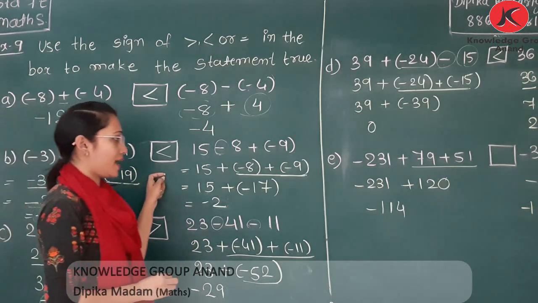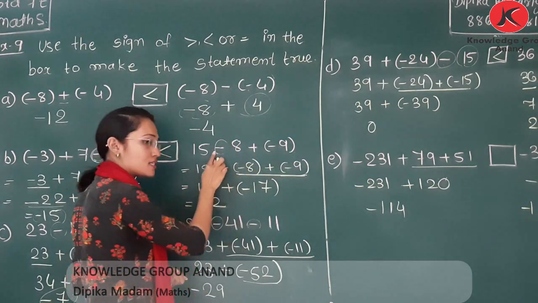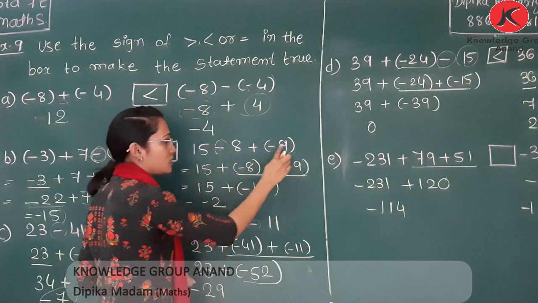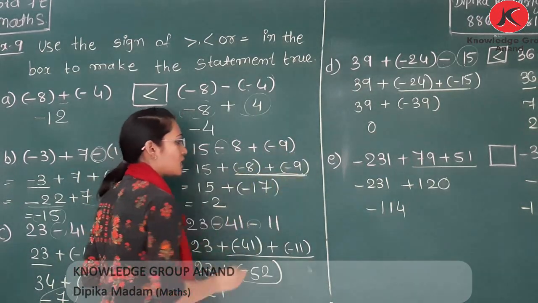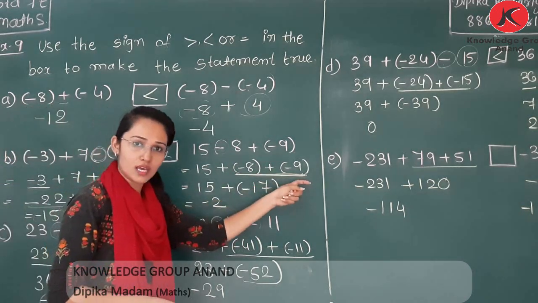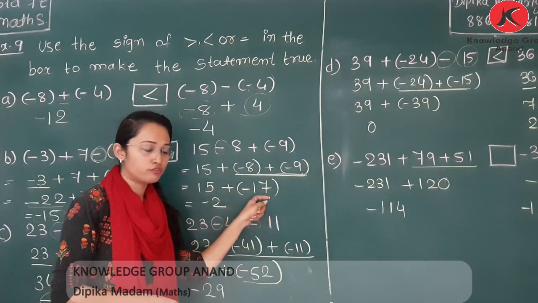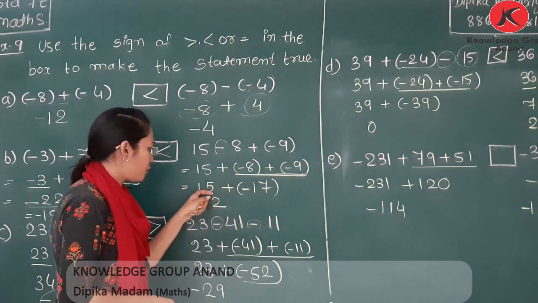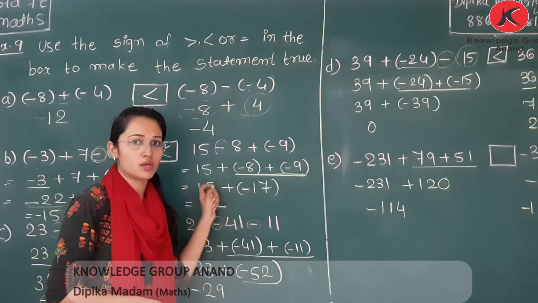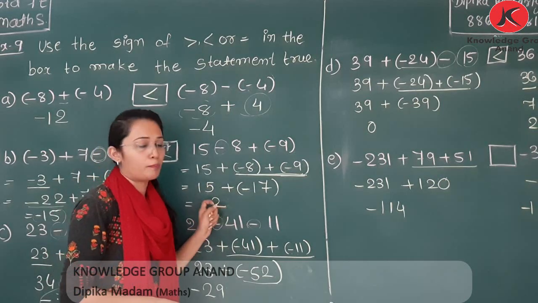Now on the right side: 15 minus 8 plus -9. This is a subtraction, so convert subtraction into addition. 8 becomes -8, minus 9. Now -8 and -9 are numbers with the same sign. બંને નંબરની સાઇન સેમ છે એટલે એનું શું કરવાનું? એડિશન. So it is 17. Sign of greater number is minus. 15 plus -17. 15 is positive, 17 is negative. So subtract the numbers. 17 minus 15 is 2. Sign of greater number is -2.